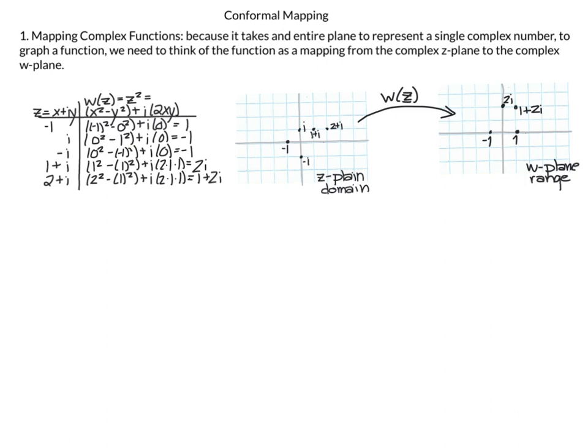So when we want to think of a function, we can't graph it as x being the input and y as the output. We need an entire plane to represent the input, or the domain, and another entire plane to represent the range. So we have the z plane, which is understood to be the complex plane, and the w plane, which is understood to be complex. Our mapping takes points from the z plane and maps them to something in the w plane. Our example is w(z) equals z squared.